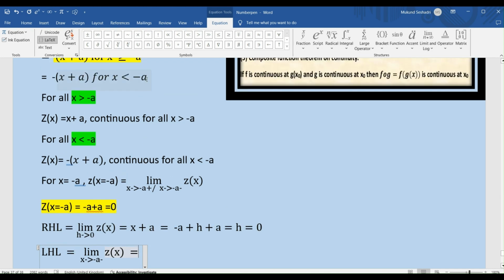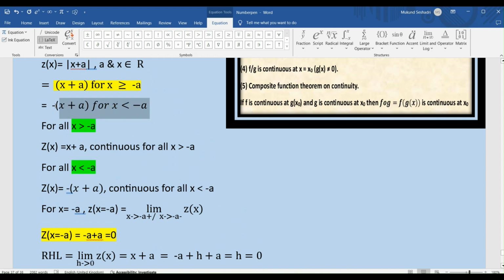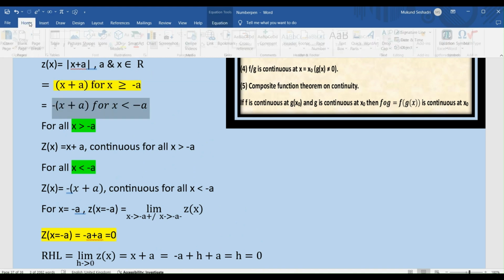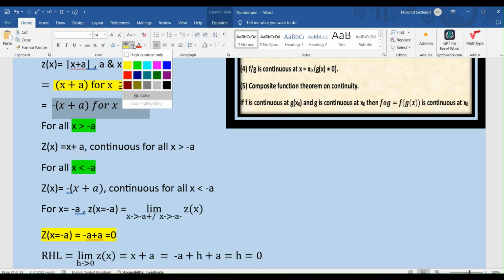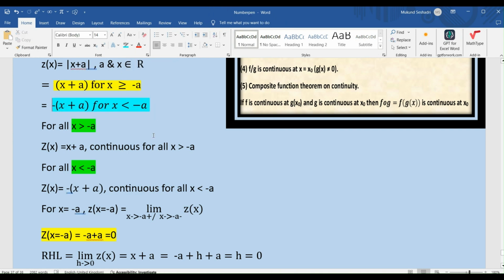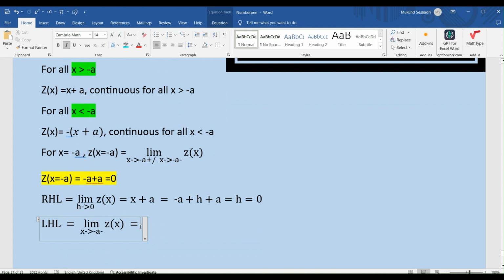So what is that? I'll have to go back and pick up this function, which is, let me call it in a different color. Let me call it, say, by a turquoise color. So I pull this out, and what is that? And I have minus of x plus a, nothing but minus of minus a minus h plus a.